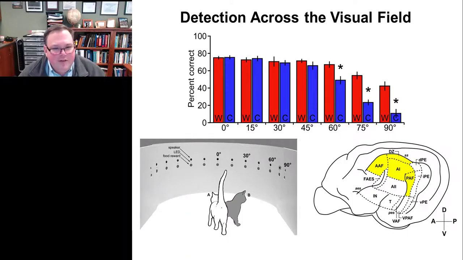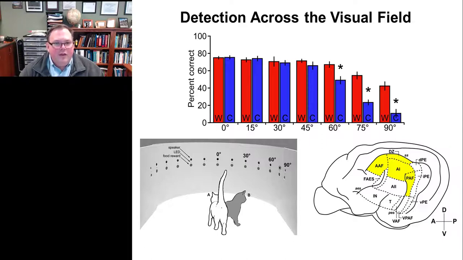Okay, so now let's look at performance with our tasks. So in this case, we're looking at detection across the visual field. And the first thing we're going to do is deactivate all 4 sites simultaneously. So we're going to see if there's any sort of effect on performance when we deactivate all 4 of these fields at the same time. So this seemed like the prudent thing to do before actually doing individual deactivations.